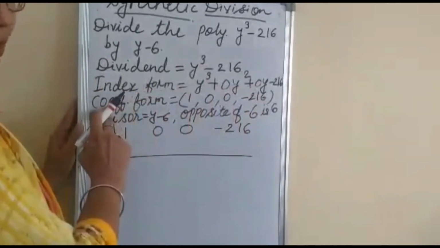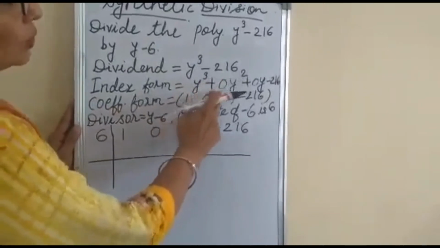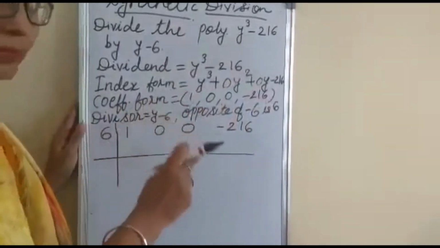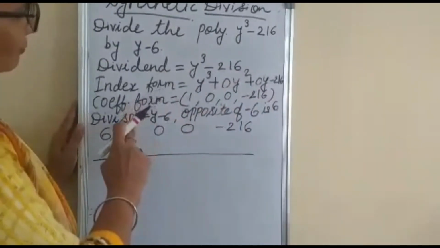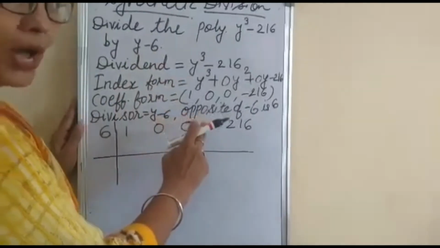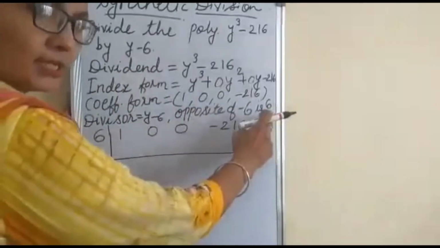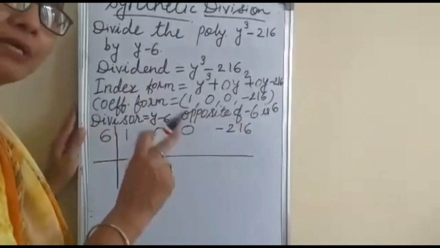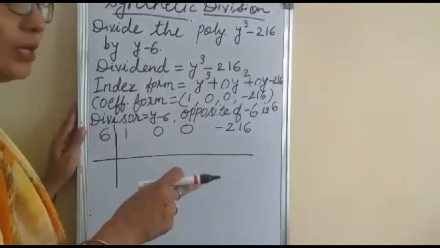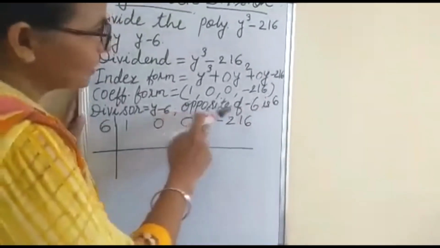Now after that you have to write its coefficient form. What is the coefficient here? 1, 0, 0 and minus 216. Now remember students, if the divisor given here is y minus 6, you have to take its opposite. Means the opposite of minus 6 is what? 6. If it is given as y plus 3, the opposite of plus 3 is what? Minus 3.